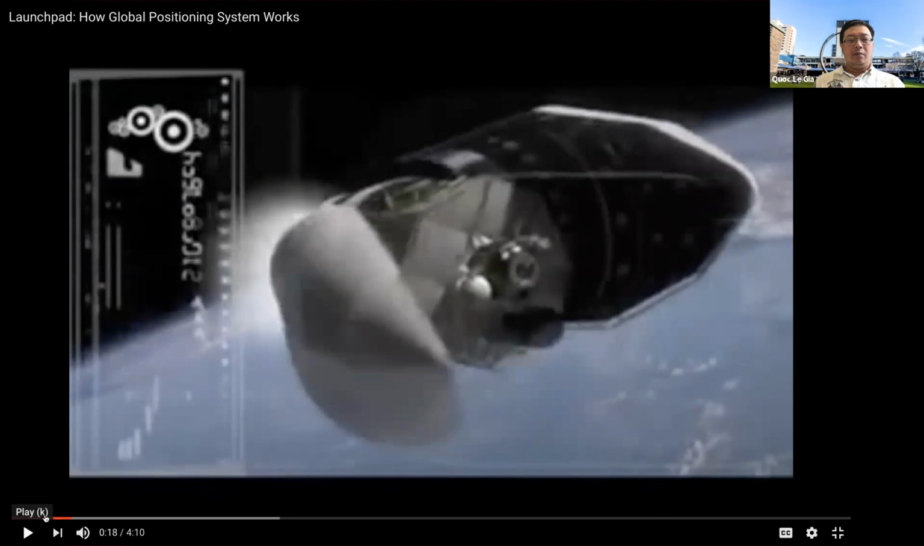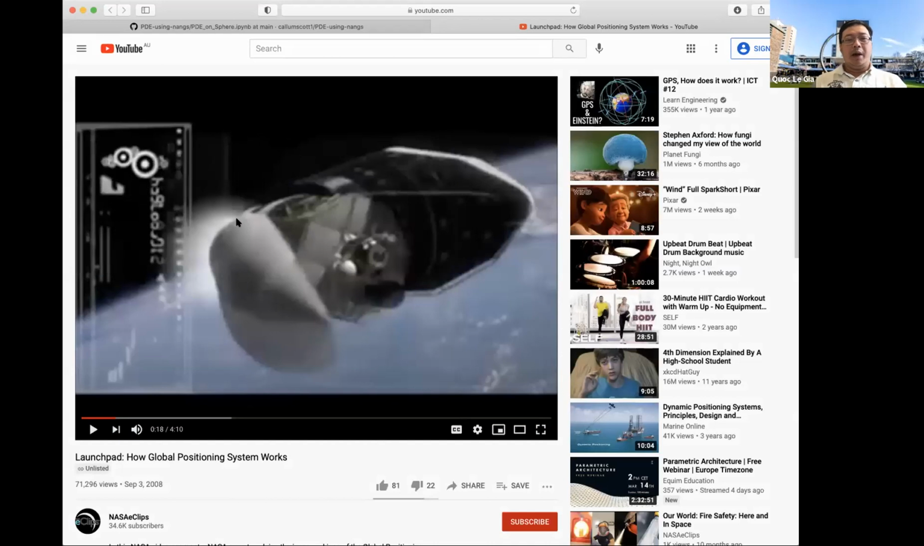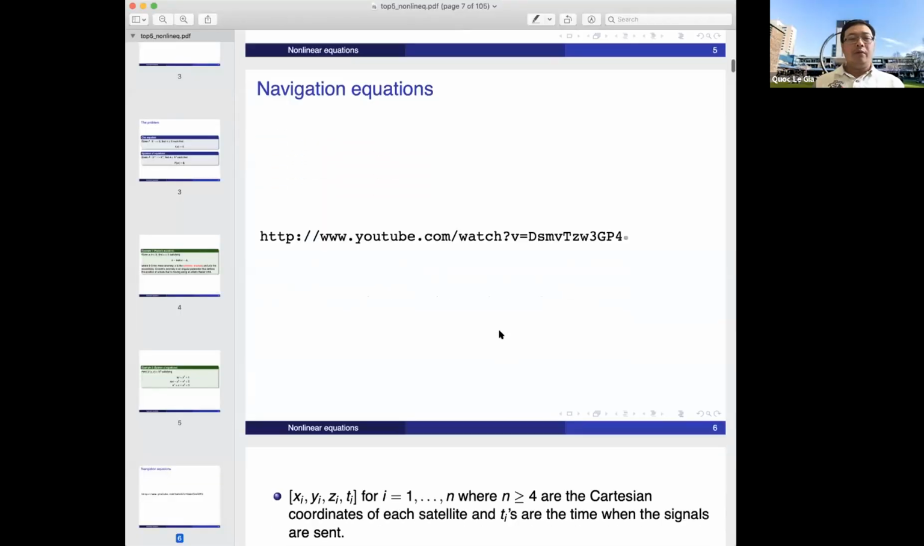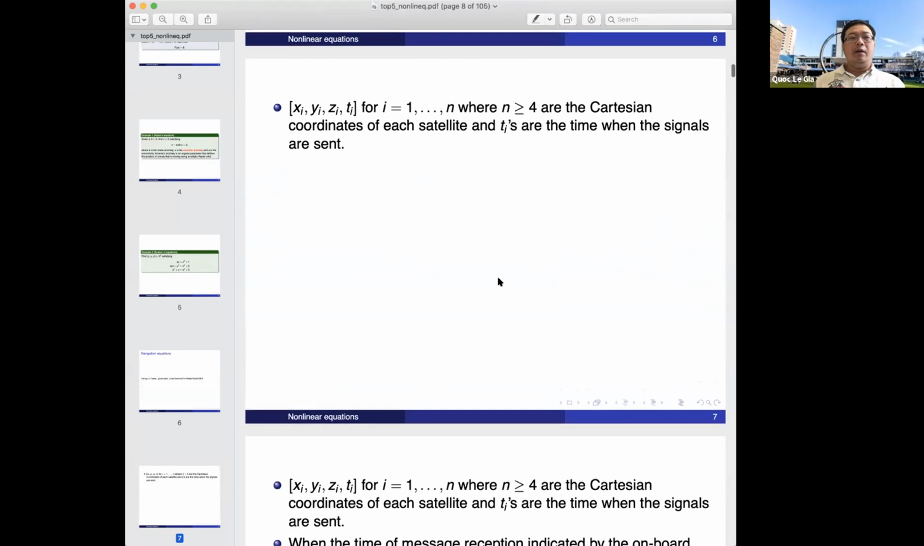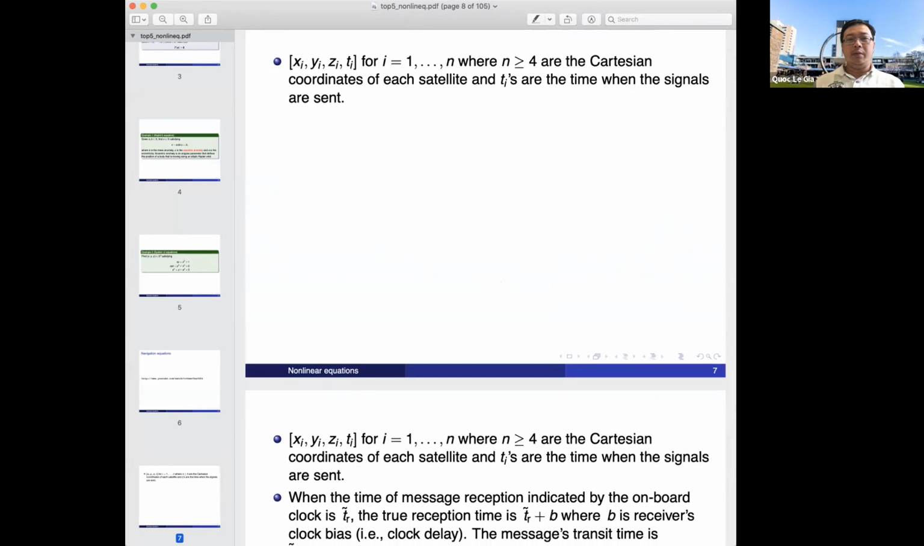So anyway, because of a copyright problem, I think I cannot play the whole video, but I will post a link in the slides. And what happens in the navigation equations is you have 4 satellites. Well, maybe let me try to draw pictures. Yeah, it's better to draw pictures. Then I will go back to this.